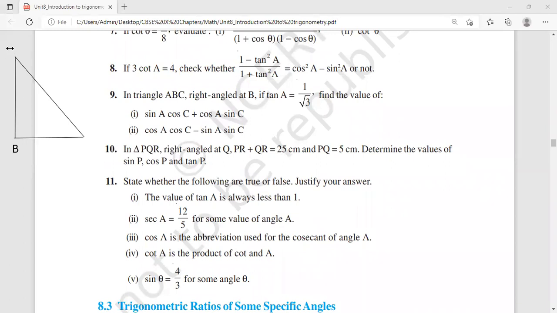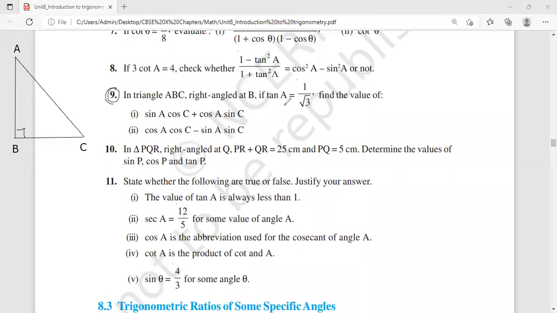So the other two vertices can be named as A and C in any order. The one at the bottom right can be A and the other one can be C, or the other way around. But the condition is that the right angle should be at B. So we are discussing question number 9.